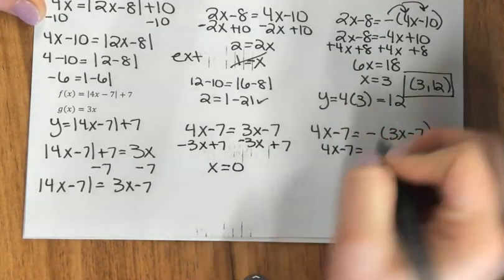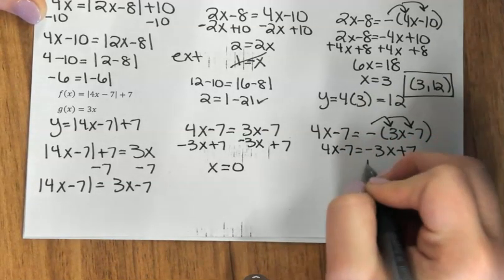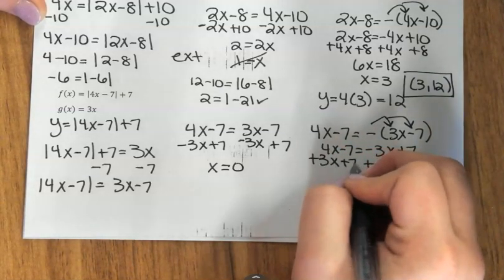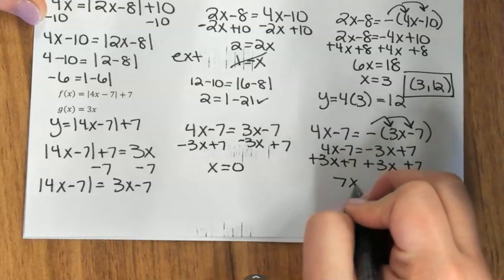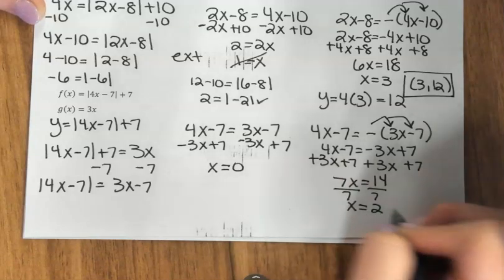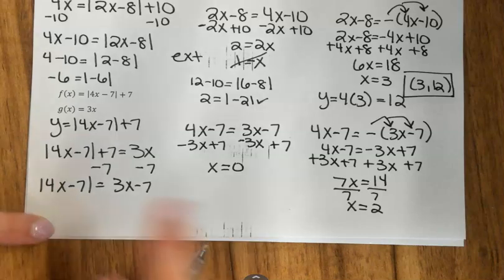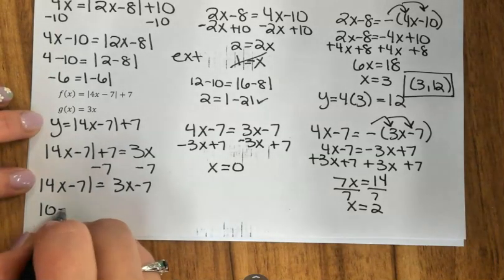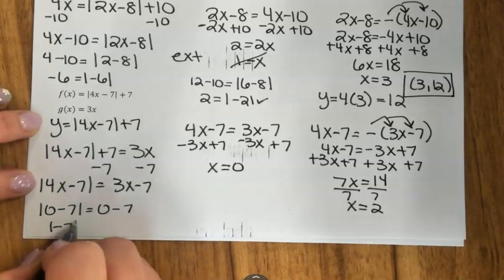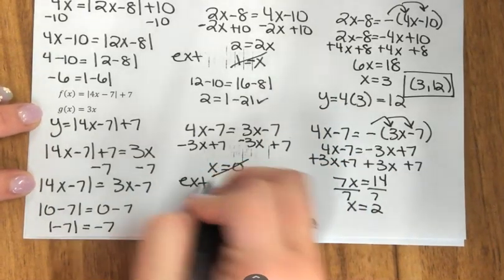Then over here, when I distribute my negative, I get negative 3x plus 7. And I get that 7x equals 14. So x is 2. So 0 and 2, let's see if they are extraneous. I'm going to plug them in here. 0 minus 7 inside of my absolute value equals 0 minus 7. Well, the absolute value of negative 7 is not negative 7, so this one is extraneous.